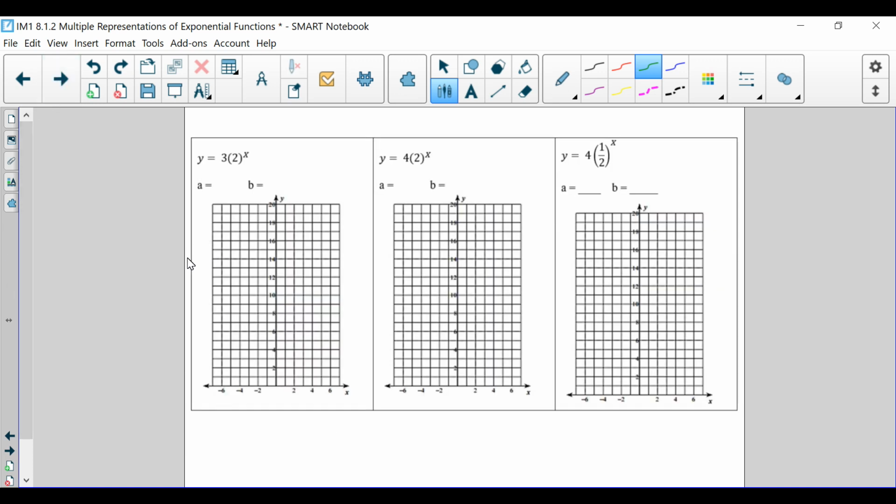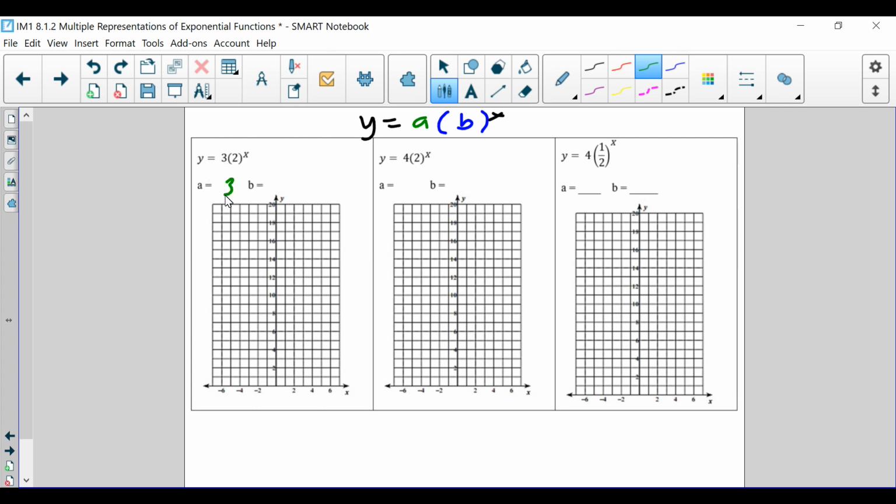How do we do this one? All right, so what we're going to do is we're going to graph it. First of all, we got to notice what we see here. 3 times 2 to the x power. I want everybody to write this down. Write y is equal to a, meaning our y-intercept, and then b to the x power, where a in this first case is what?